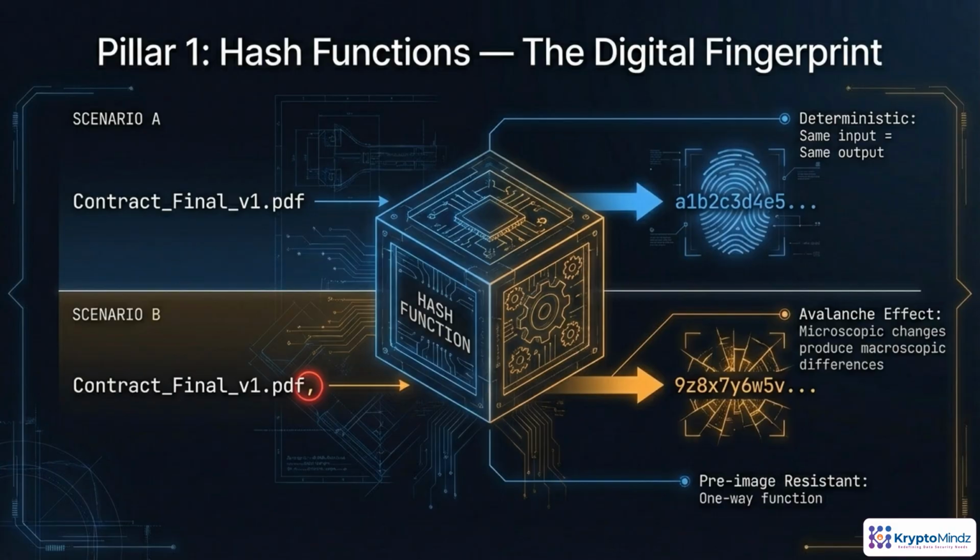Hash functions are the first pillar of verifiable trust. Think of them as digital fingerprints. You feed in any file or message and get a short, fixed-length identifier. The same input always gives the same output, but even a one-bit change completely scrambles the result. Crucially, they're one-way. From the hash alone, you can't reconstruct the original data.